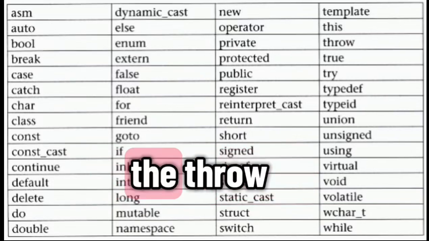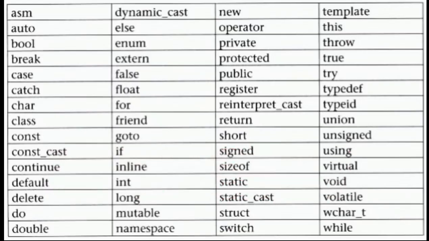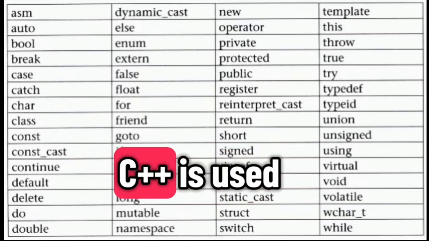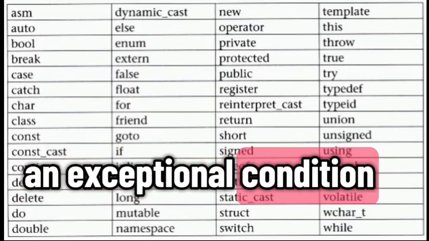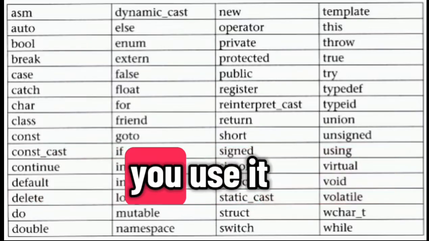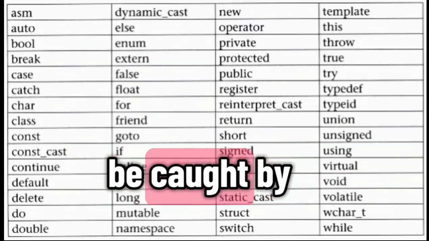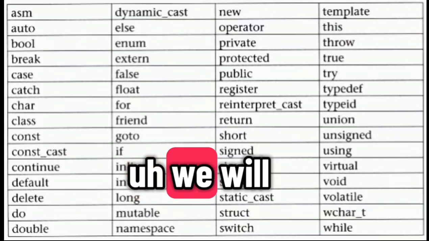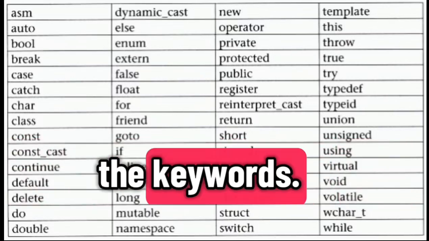Let's talk about the throw. How do you use the word throw? The throw keyword in C++ is used to signal the occurrence of an exceptional condition, essentially an error or an unexpected situation. You use it within a try block to throw an exception, which can then be caught by a catch block. Want to hear an example? We will talk about the examples later, but currently I'm just focusing on the keywords.